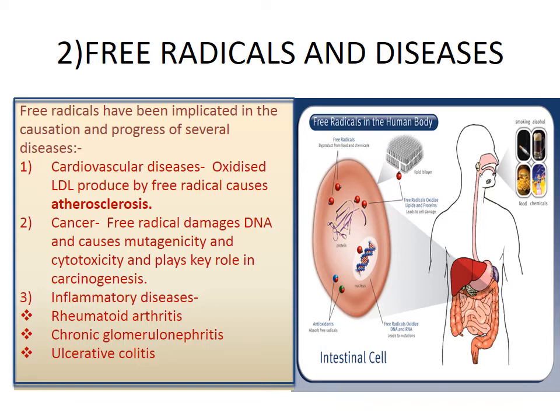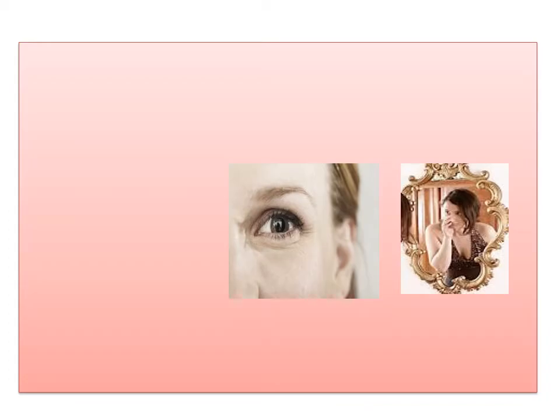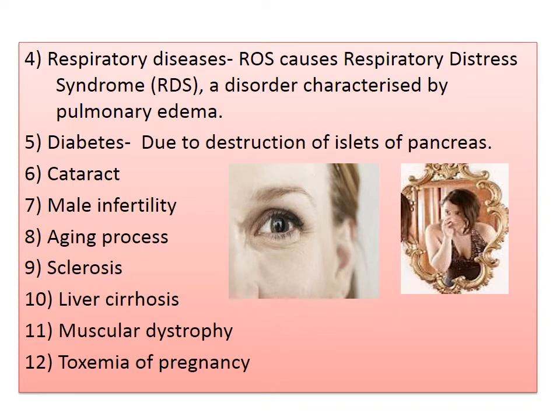Then we come to respiratory distress syndrome. This is a disorder characterized by pulmonary edema that is also caused by free radical formation. Diabetes: destruction of the islets of the pancreas may cause insulin deficiency and cause diabetes. Cataract formation is due to photochemical generation of free radicals.